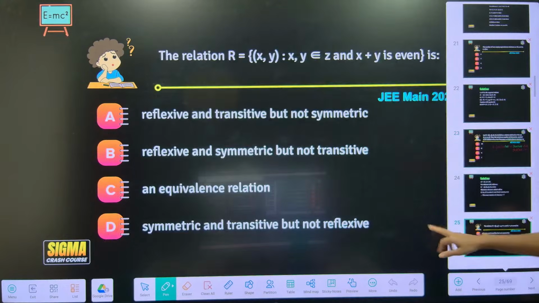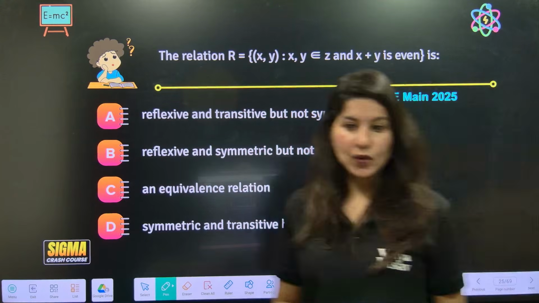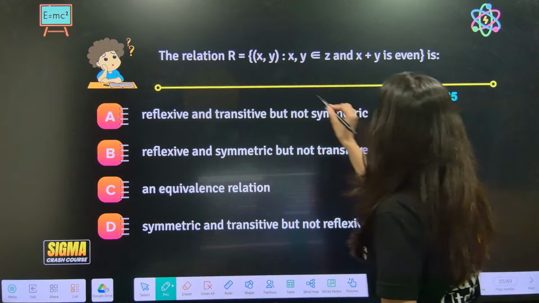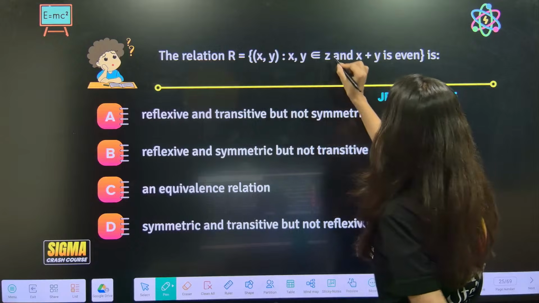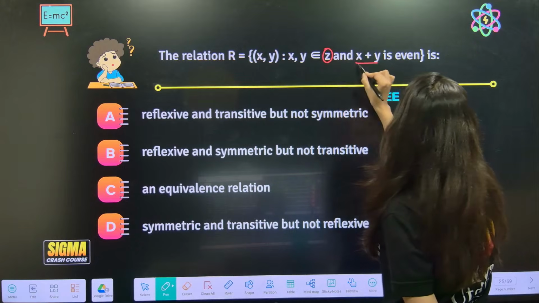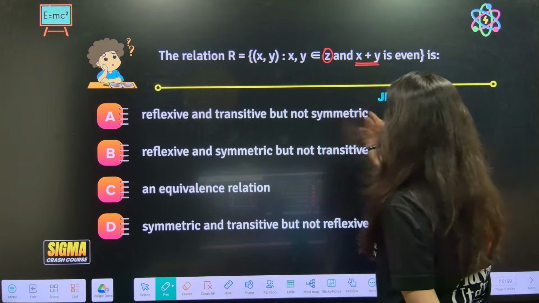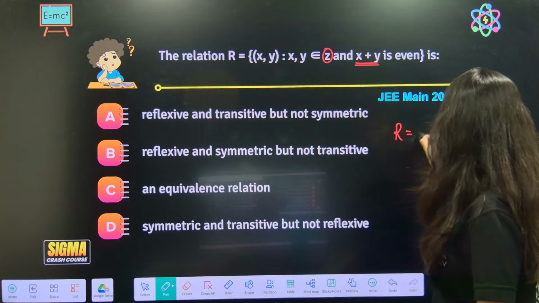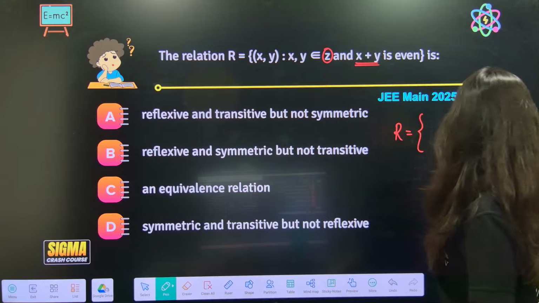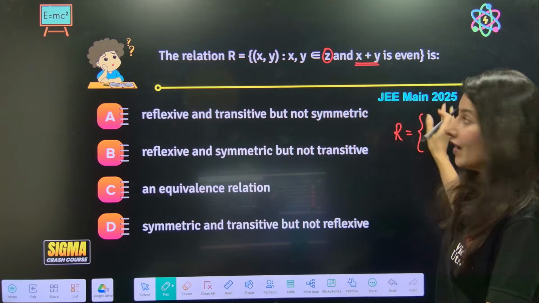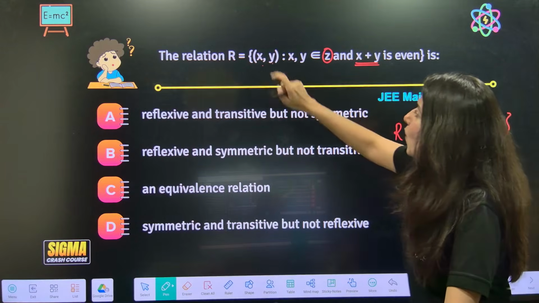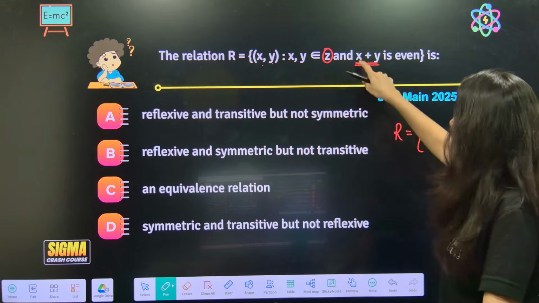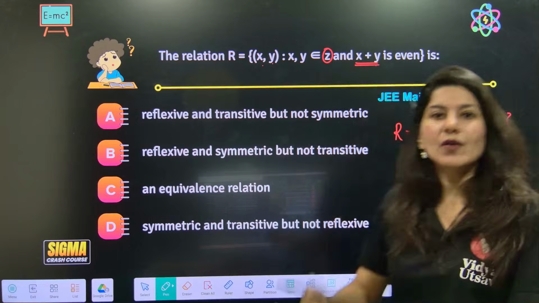Okay, now let's do another question. Easy peasy, till now it's going easy. Relation R, where x, y belong to integers and x plus y should be even. Basically what they are saying is R will have all the ordered pairs where both x and y are integers and the sum of x and y should be even.